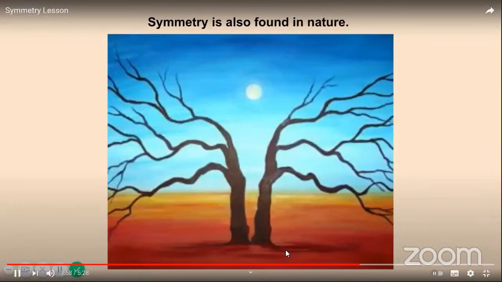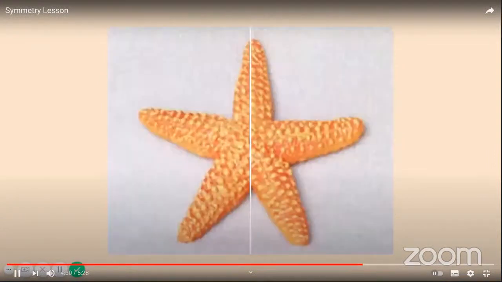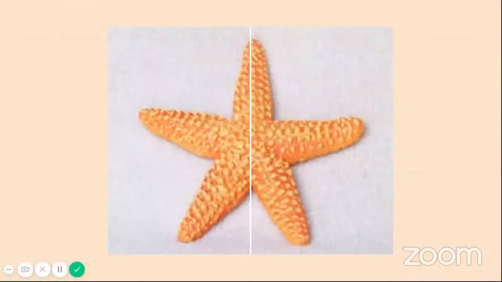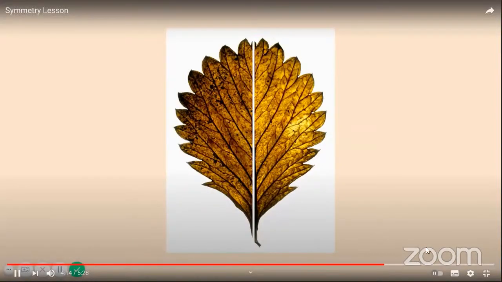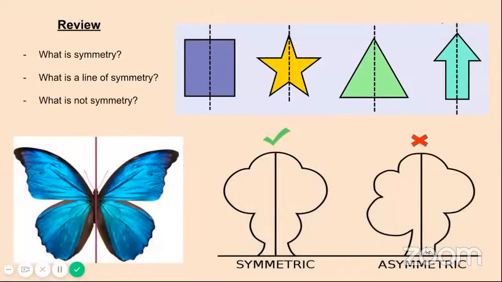Symmetry is also found in nature. Let's take a look at some examples. This starfish, this beautiful detailed leaf, right? So we can see that symmetry is found a lot of places in the world. So now that you've learned about symmetry, you can start looking for it in your everyday life. Before we conclude this video, let's do a little bit of review.